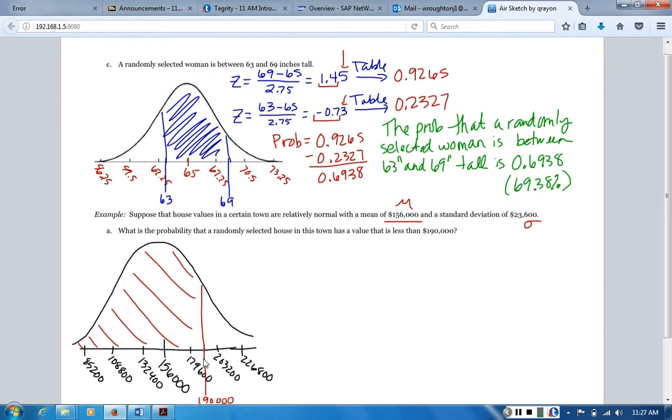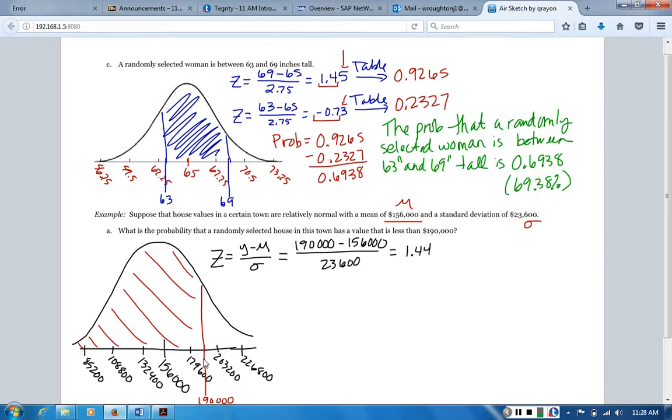Okay, our next part is to find our z. Using the same formula, we just have some different numbers compared to before. So the y is the one that shows up in the problem. So we have 190,000. Subtract off our mean of 156,000 and divide by our standard deviation of 23,600. That should give us a z-score of 1.44.